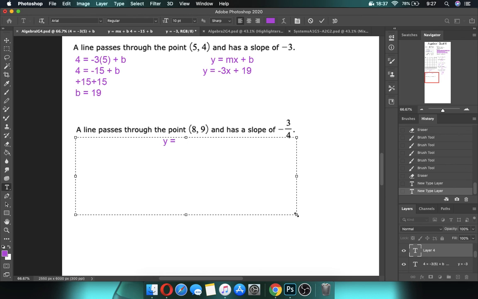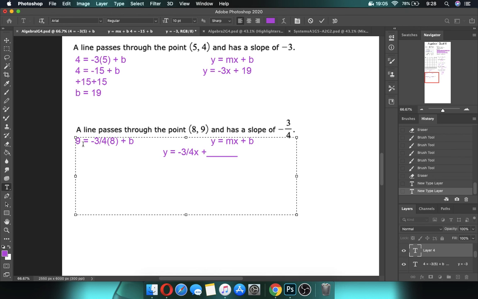Y equals mx plus b. That's what we're trying to shoot for. So what do we actually have? We have y equals negative 3/4, they gave us a fraction one again, plus something. That's what we're trying to look for. So did they give us a y? Yes. Did they give us a slope? Yes. Did they give us an x? Yes. Did they give us a b? No. So that's what we're trying to solve.